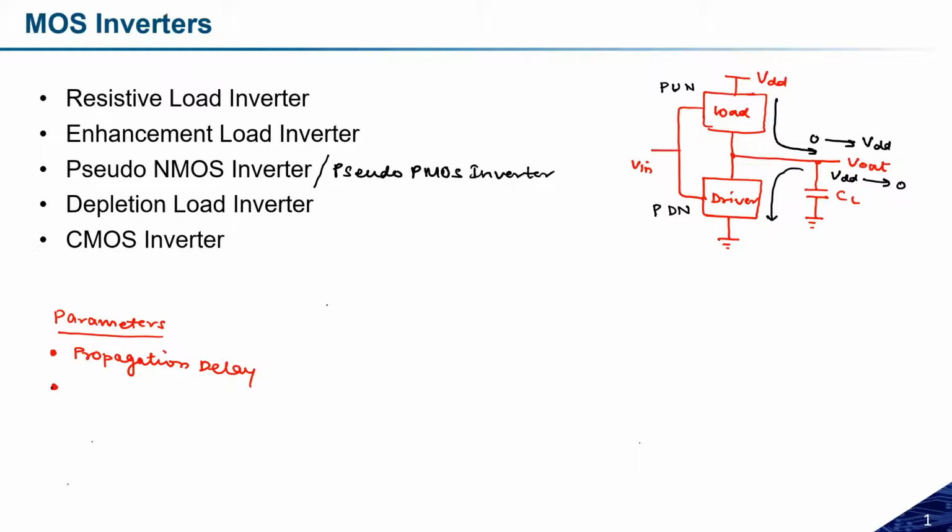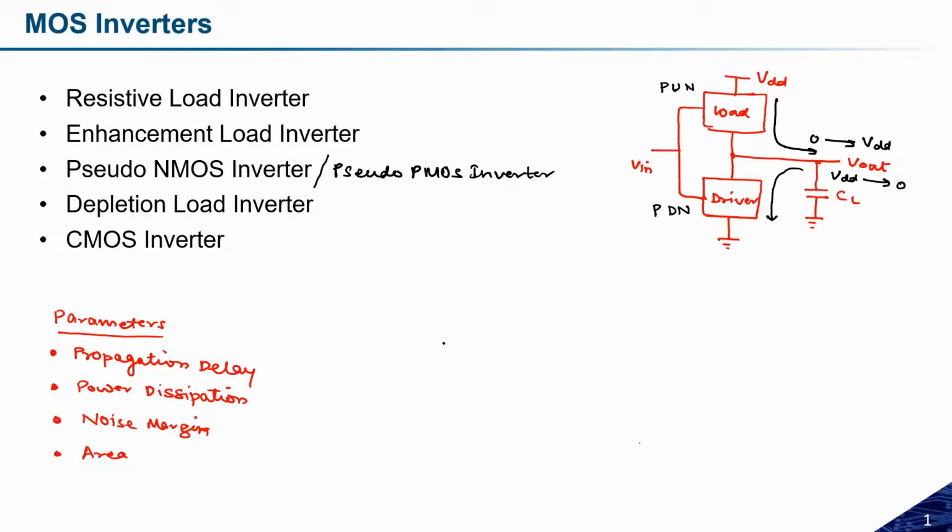The second parameter that is really important is the power dissipation. Power dissipation is also one of the parameters that we will analyze for all the circuits. Next, we will talk about the noise margin, how the noise margin is and how it is changing. And the fourth important parameter is the area calculation or cost calculation. Area is also equally important on the circuit designing side. So these are the four important parameters that we will discuss.